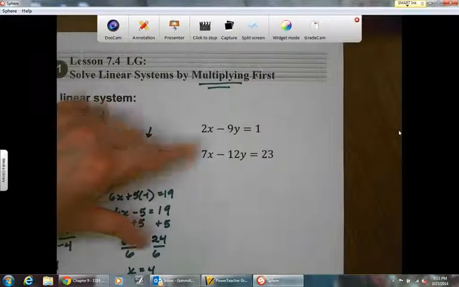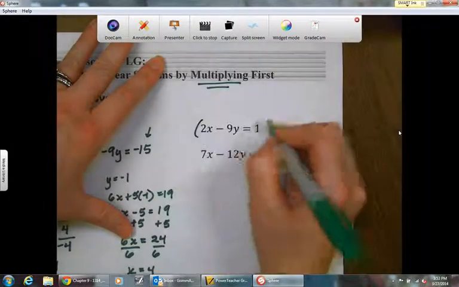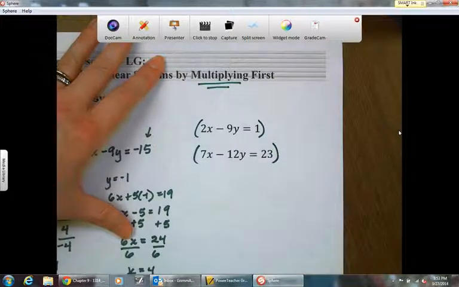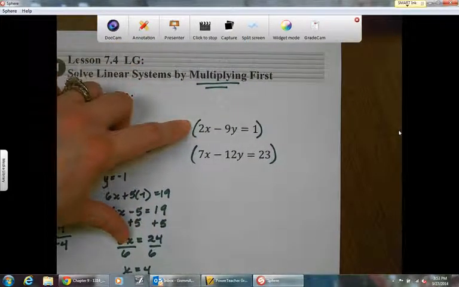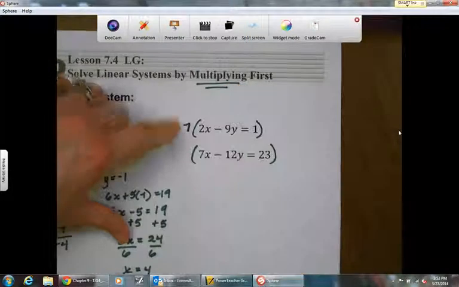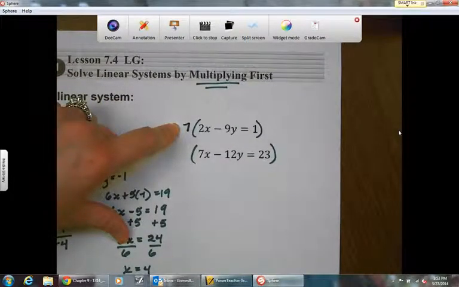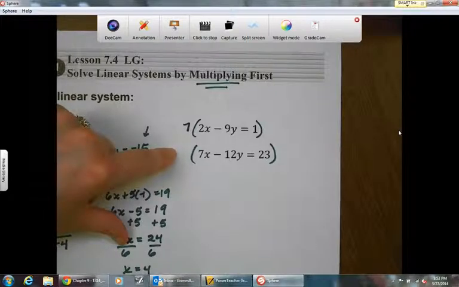So I'm going to have to go ahead, and this time I'm going to actually have to multiply through both of these, which is quite a bit more work. All right, so I'm going to start here. I'm going to multiply this one through by a 7 so that I get 14x, but I'm going to multiply this one through by negative 2.